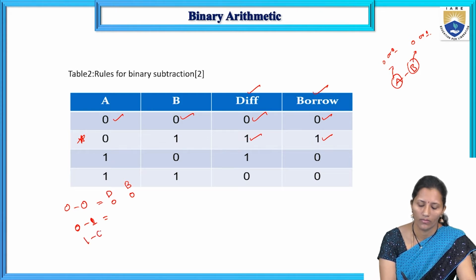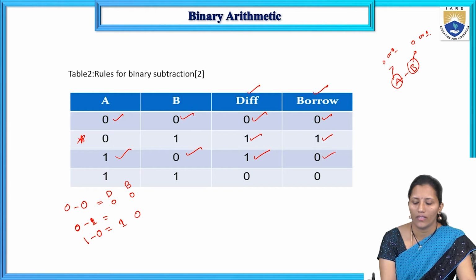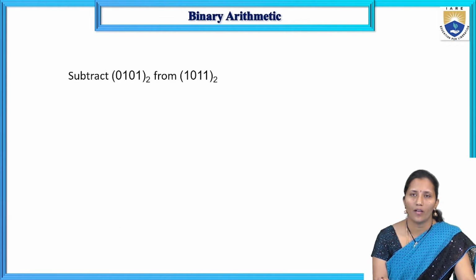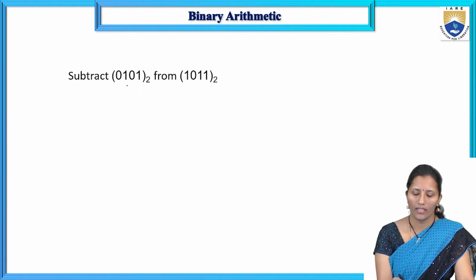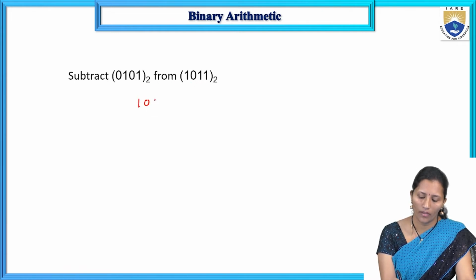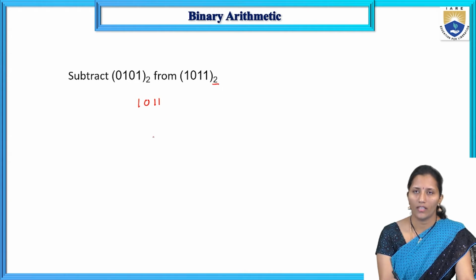1 minus 0. So, difference is 1, borrow is 0. 1 minus 1, both are equal. So, difference is 0, borrow is 0. Okay. So, subtract. Here the example is subtract 0 1 0 1 from 1 0 1 1 in base 2. So, from 1 0 1 1, that is a binary number. This radix indicates the binary number. We have to subtract 0 1 0 1 from 1 0 1 1.